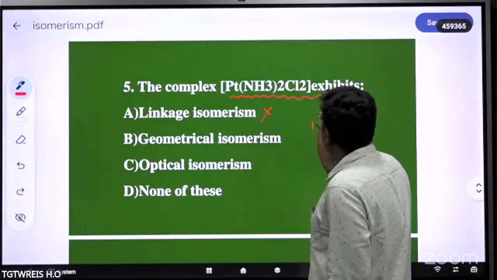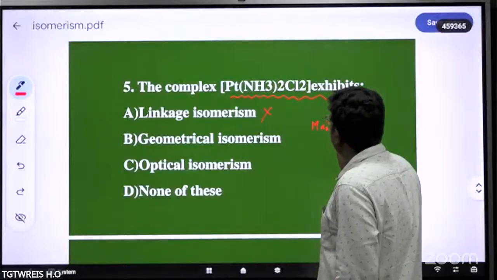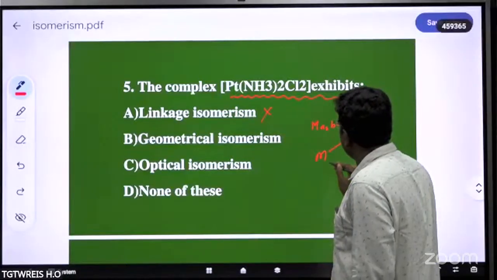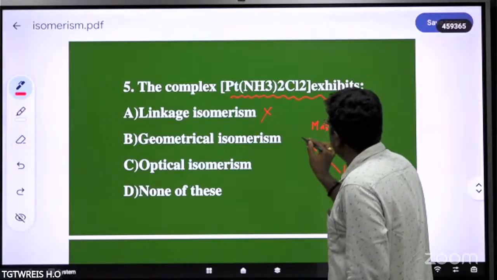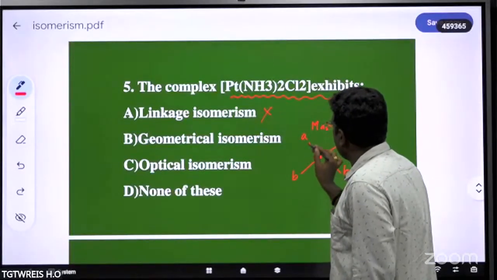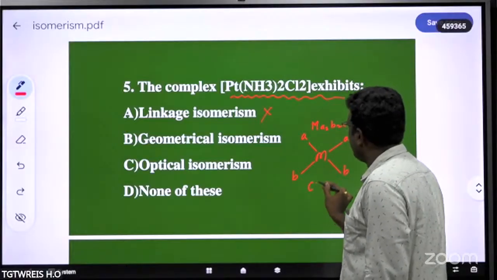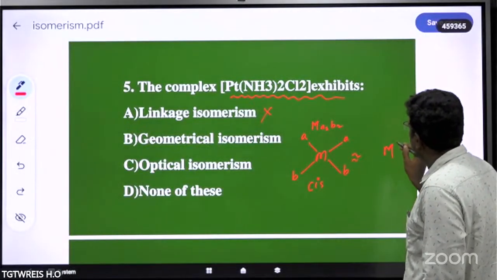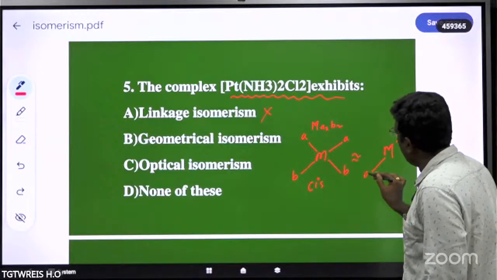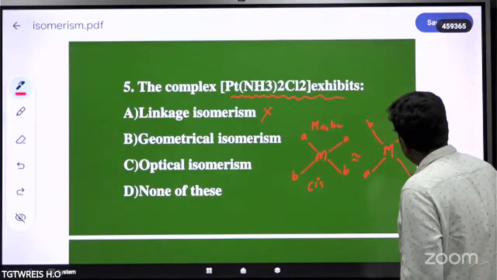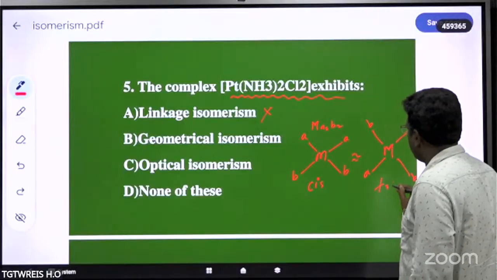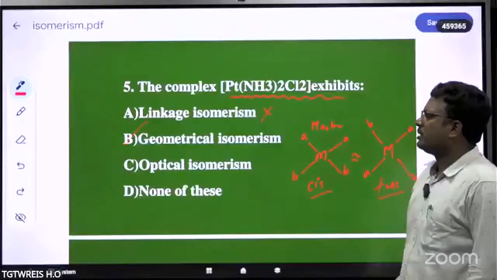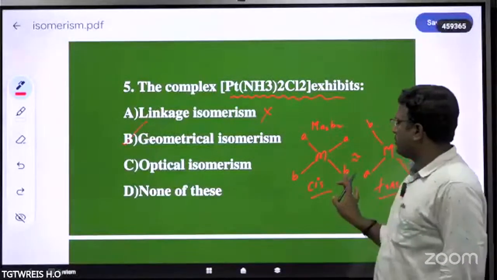Here we have a complex, metal A2B2 type. So metal is there. Ligand, ligand, ligand, ligand. So all these elements are present in the same plane. This is called as cis compound, right? Metal, ligand, ligand, ligand, ligand. So both the ligands are in opposite directions. This is called trans isomers. So these cis-trans isomers are which type of isomers? This is called as geometrical isomers. Very, very important.